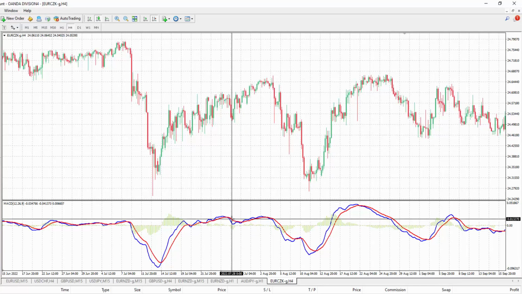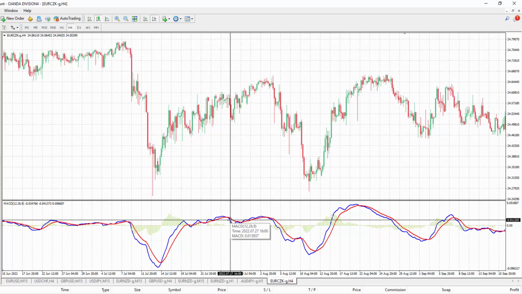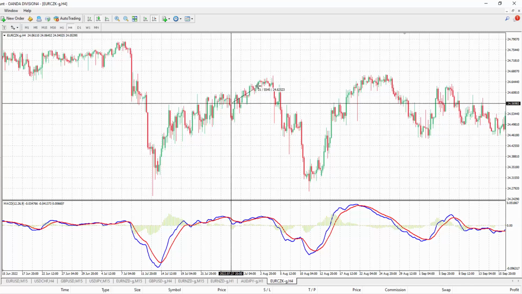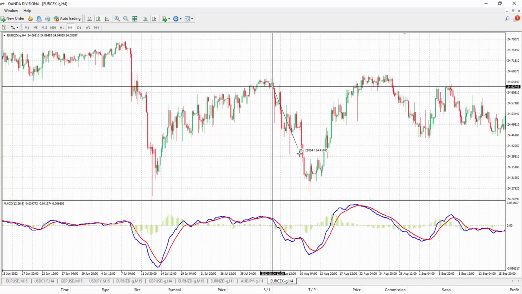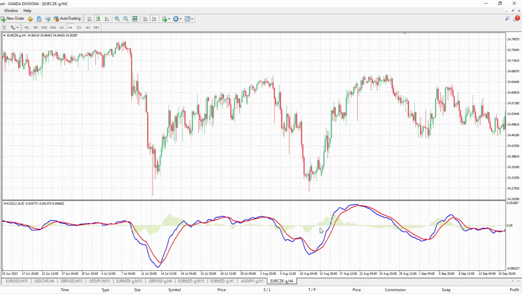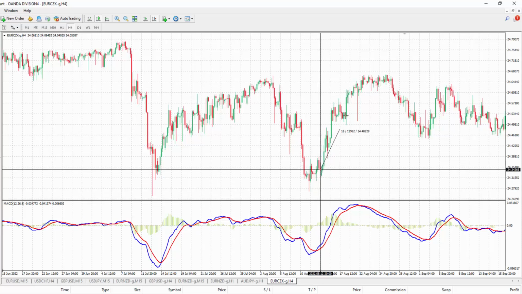Now, when the lines cross over above the zero line, it means it's a chance to go short and to sell. Here, it would not have worked for us, but the crossover here was actually quite decent, and if we caught this trade, we would have made a nice profit. Then we have another crossover here, which means we would have traded very nicely.